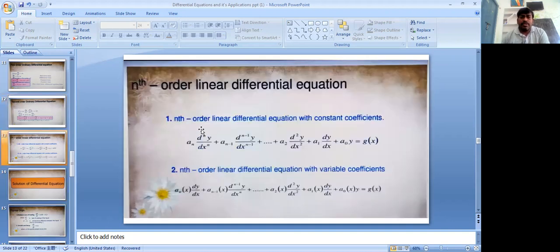Next, the nth order linear differential equation: an d power n y by dx power n plus an minus 1 d power n minus 1 y by dx power n minus 1, and so on, is equal to g of x. This is the nth order linear differential equation with constant coefficients. Including variable coefficients, there are small changes: an is replaced by an of x, an minus 1 is replaced by an minus 1 of x, and so on. That is the variable coefficient case, as opposed to constant coefficients.